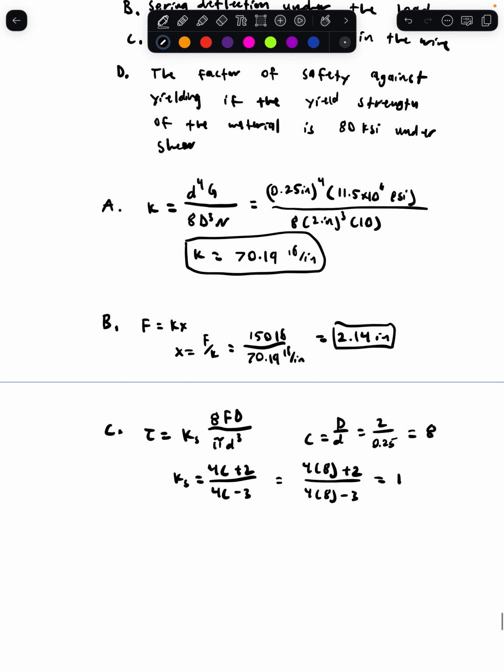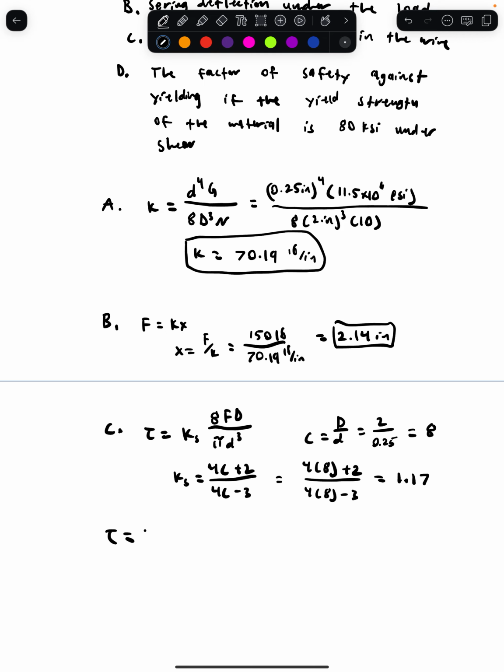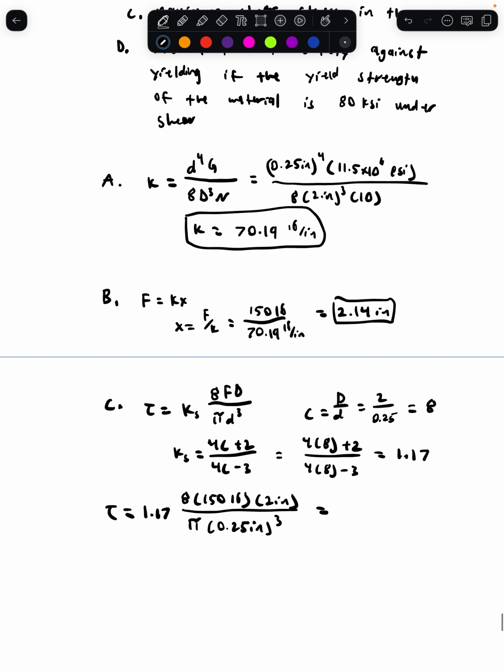It's going to come to 1.17. So my shear stress is going to be 1.17 times 8 times 150 pounds times 2 inches divided by pi times 0.25 inches cubed. So that's going to be 57,204.1. And it's going to be PSI.